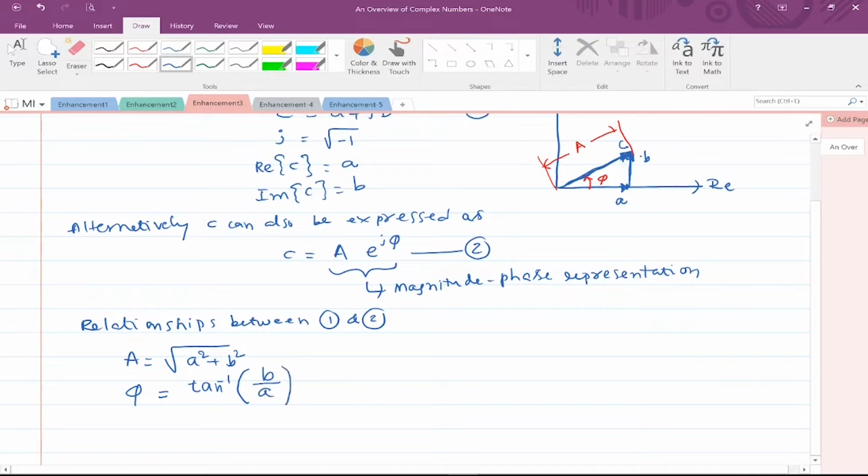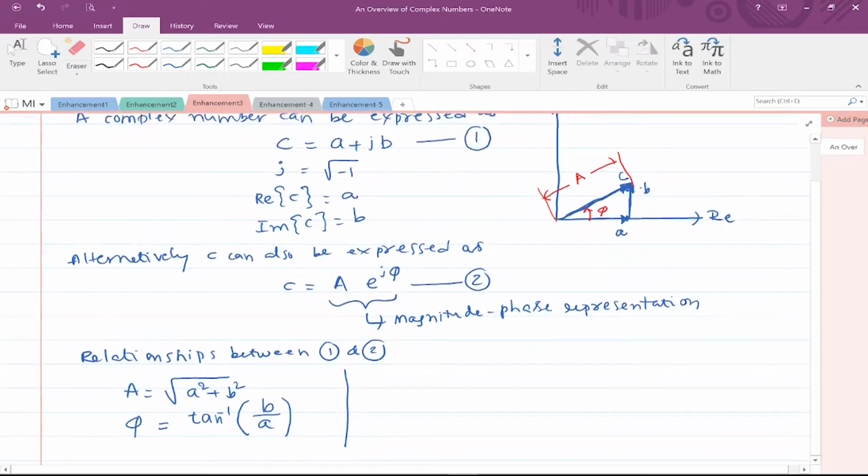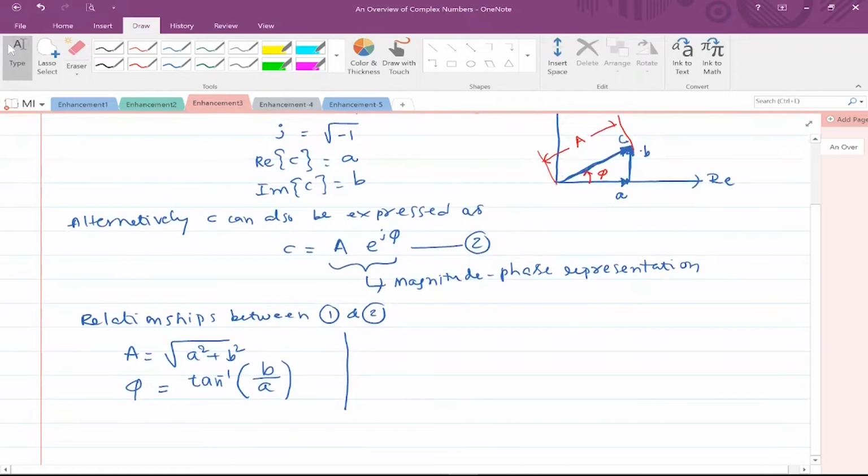Now assume that it's the other way around. You are given equation 2 and you want to write it in terms of equation 1. So in that case, what would be the values of a and b? You could again see from the diagram. a is equal to A cos phi, and b will be equal to A times sin phi.